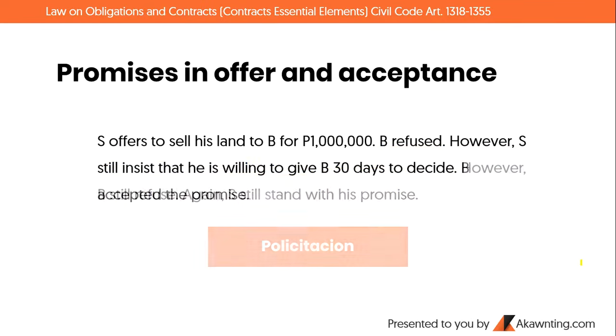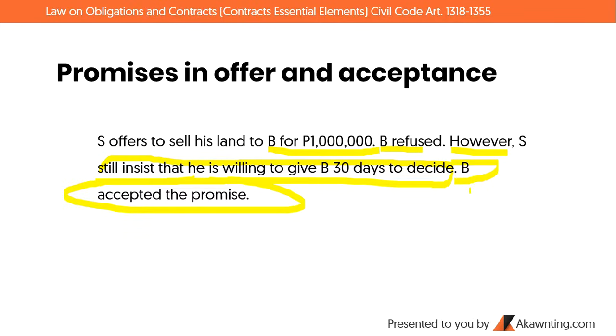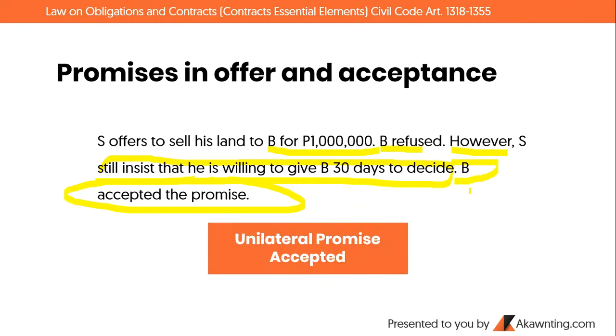Okay? So, ayan. Next, punta naman tayo dun sa pangalawang instance. Okay? So, S offers to sell his land to B for 1 million. B refused. However, S still insists that he is willing to give B 30 days to decide. Okay? So, ang pagkakaiba nito from the previous example, anong nangyayari? B accepted the promise. So, sige. Okay, sige. Bibiliin ko yan pag nagkapera ako within 30 days, sabi niya. Okay? So, the question is, within 30 days, magiging binding ba itong unilateral promise na ito? The answer will be no.